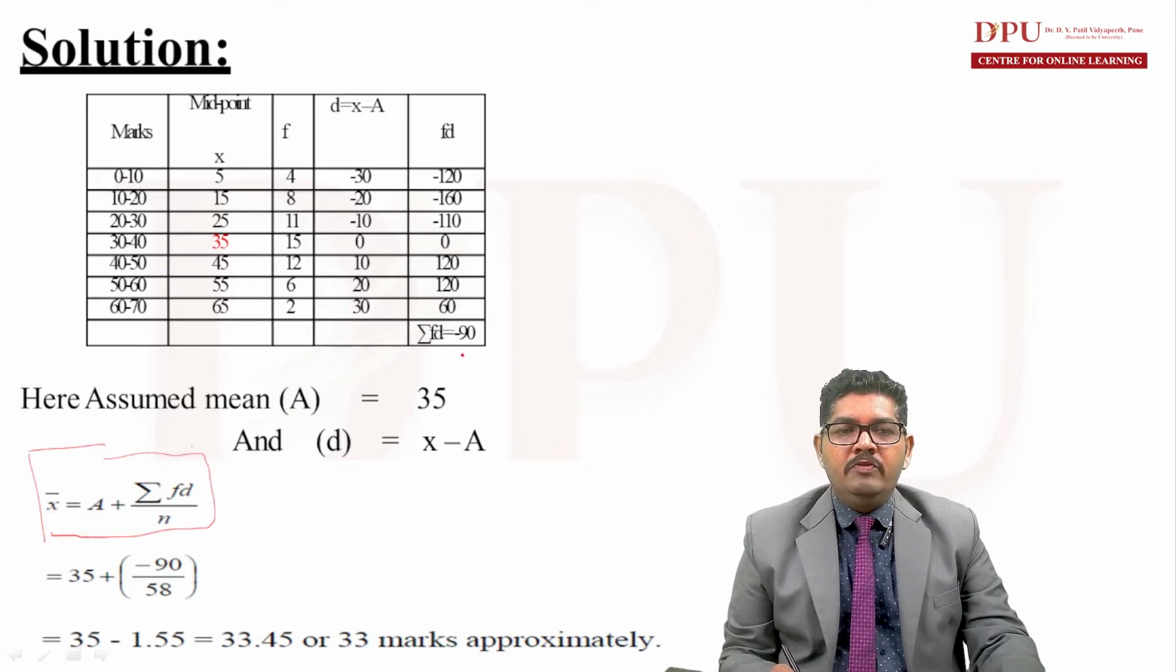Now let us put all these values in this particular formula. a is the assumed mean, which is 35. This is the assumed mean about which we have calculated deviations, 35. Then summation of fd is equal to minus 90, and this is divided by n, that is number of observations, which is equal to 58. So 35 plus minus 90 divided by 58, and this is equal to 33.45. Now note that the value of arithmetic mean we got by direct method as well as by shortcut method are same.